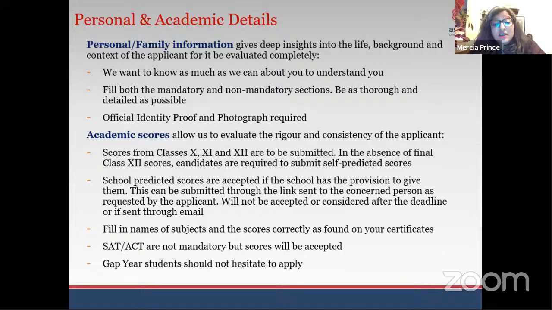If you're a gap year student, please don't hesitate to apply. A lot of times people ask us, "I took a year off and I did some other things. Will it work against me?" No, it won't work against you. It will be a great addition to your application form if you can articulate that well.